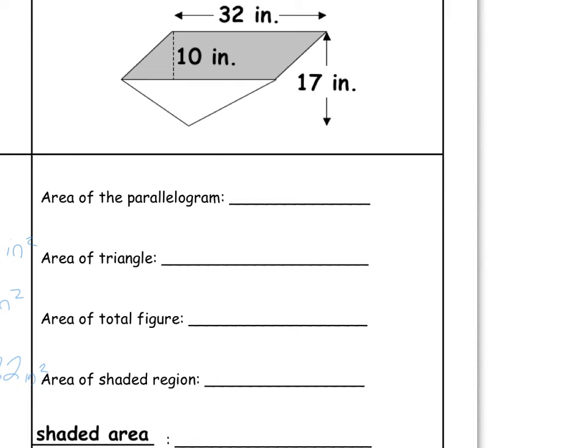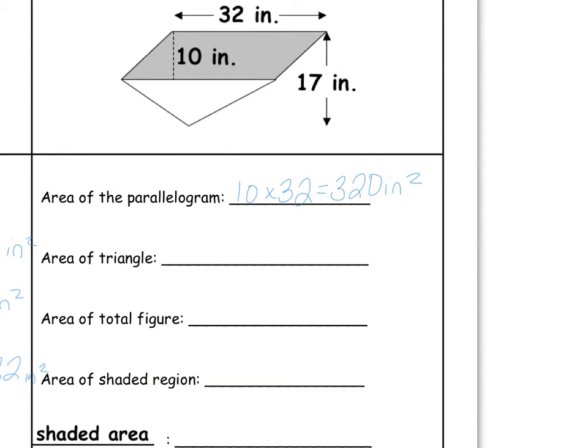Now let's take a look at this figure. Hopefully you notice you have a shaded parallelogram on top and then a triangle that's been added to the bottom. The area of a parallelogram is base times height, so we're going to multiply to do area, 10 times 32, and that's how we get 320 inches squared.